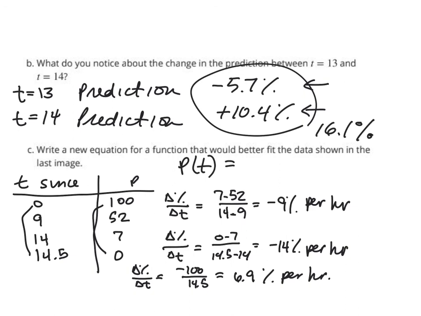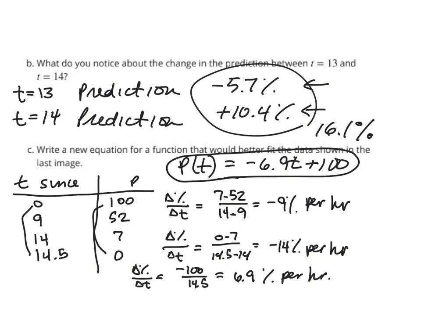So a new equation could be P of t equals negative 6.9 t plus 100. Okay, that might better fit because we need a steeper slope because we messed up. We didn't mess up, but our data wasn't quite accurate. At the end, it didn't decrease enough. So that's how you use data in real life.